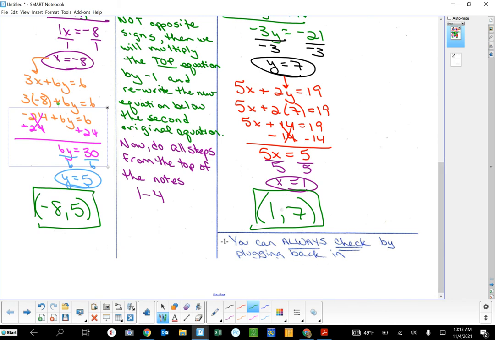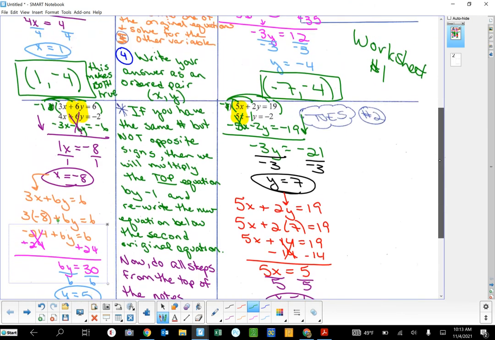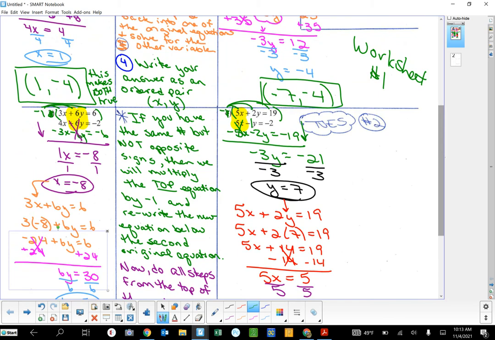All right? So that's how you're going to do these if you have the same numbers but not opposite signs. Just multiply the entire problem by a -1. So multiply the top equation by a -1. So that's what's happening here. Okay, that's the key in that whole statement. Multiply the top equation by -1.